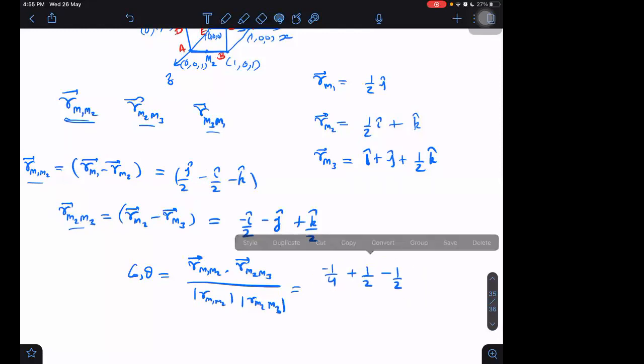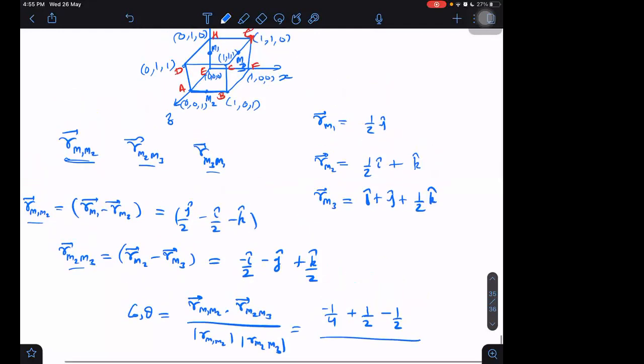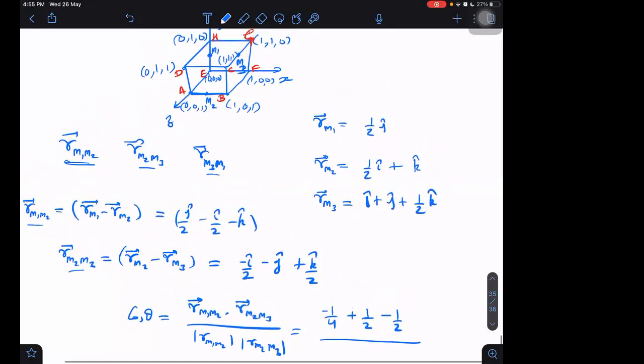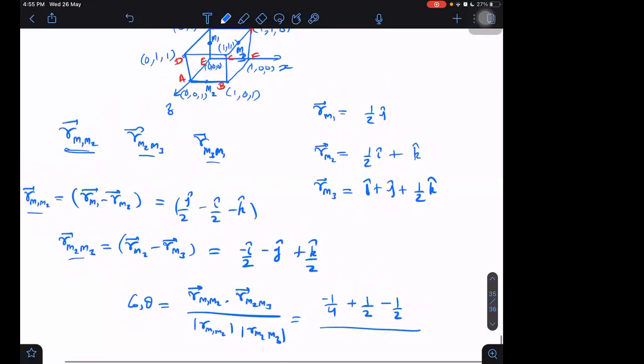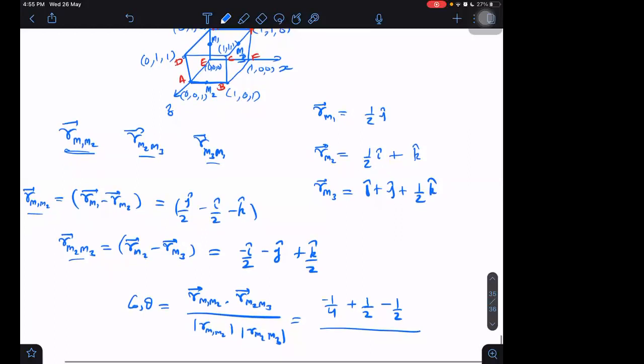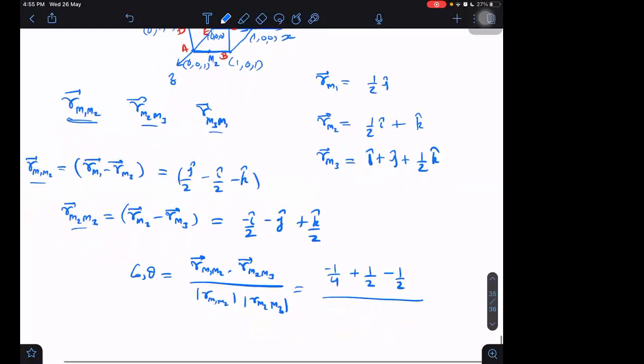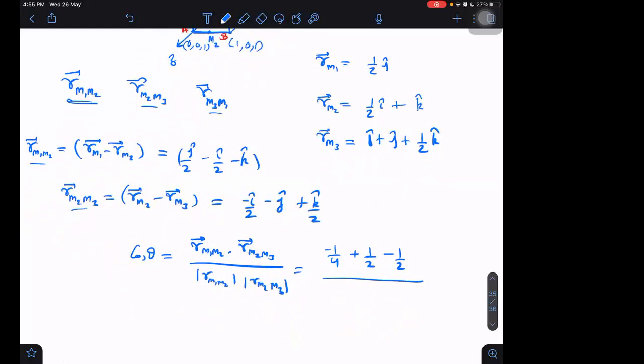1 by 2 goes away. And divided by, we can find after that. Minus 1 by 4, sir. Numerator total calculation finally coming out to be minus 1 by 4, sir. Plus half or minus half cancel, right? Minus 1 by 4, right? Finally.